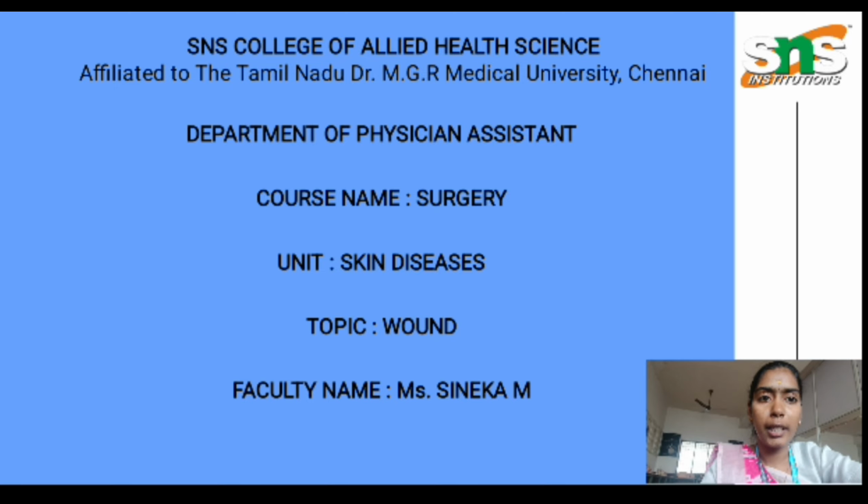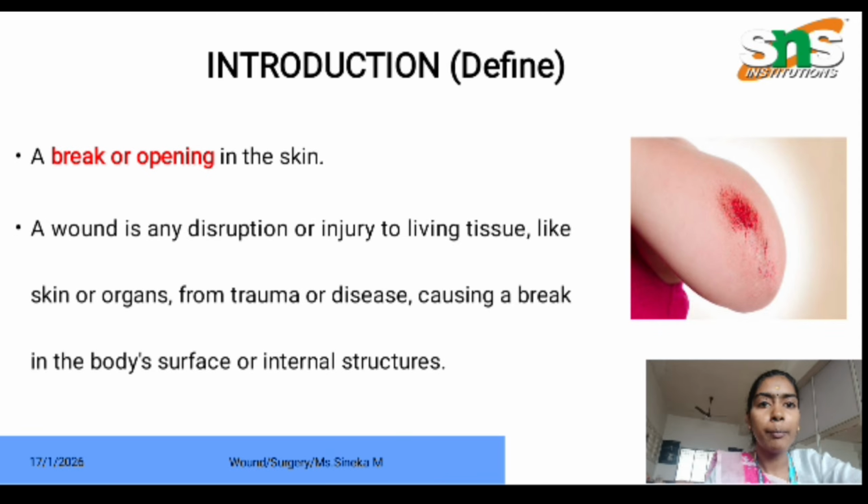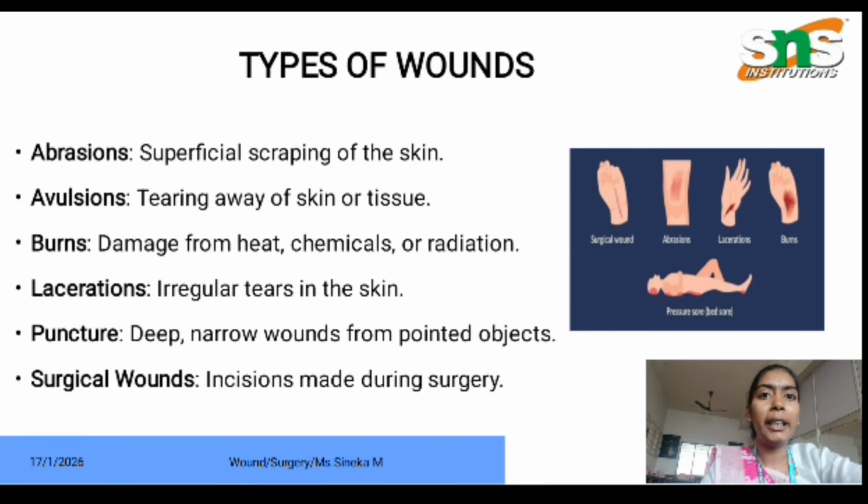Today we are going to see about wound. Introduction. A break or opening in the skin is called a wound. A wound is any disruption or injury to the living tissue. It can result from trauma or disease. It will create a break or opening in the skin or organs, in the body surface or internal structures. Here is the image for the wound. There are many types of wound in our body. We will see one by one.